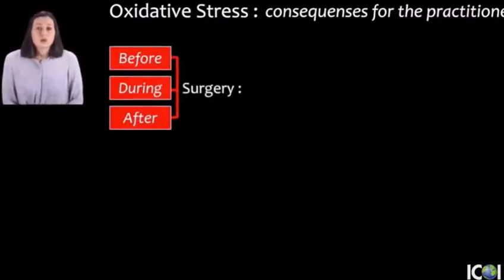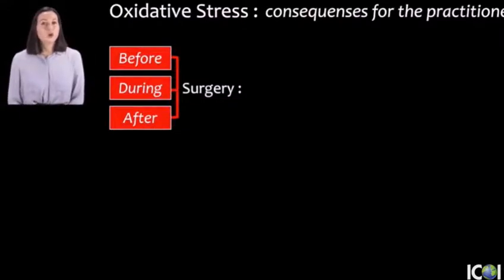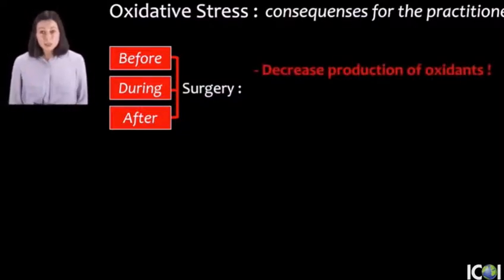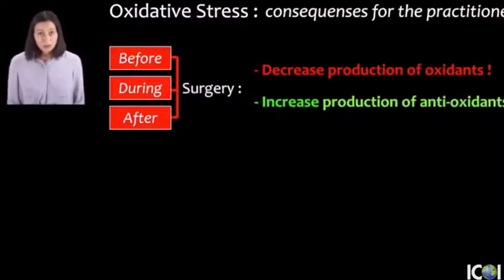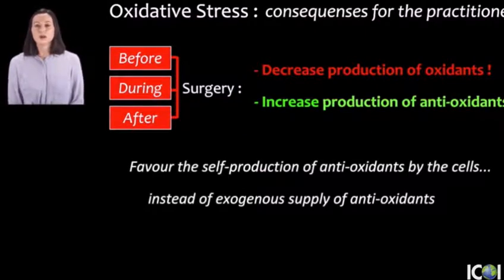What are the consequences of oxidative stress for us surgeons? What should we hope for in a patient? Before, during, or even after the surgery, we have to help our patient decrease the production of oxidant, but also increase the production of antioxidant. And when I say antioxidant, I'm talking about the inner antioxidant, not the one you can take from supplementation. They are always better, and we have to favor the self-production of antioxidant from our patient.